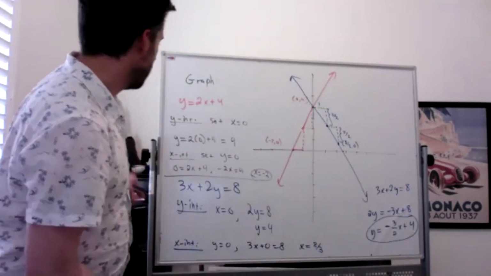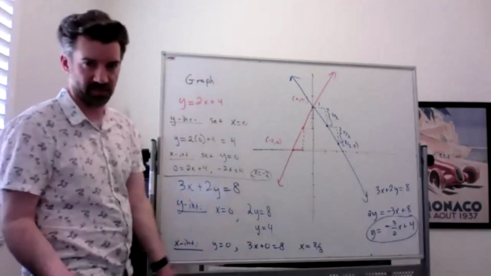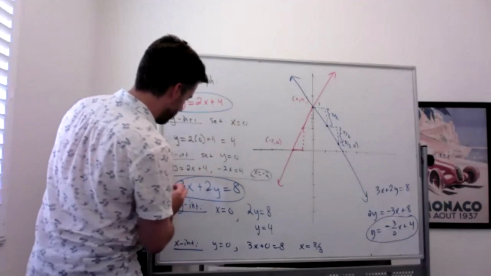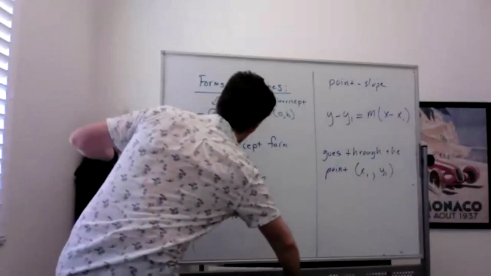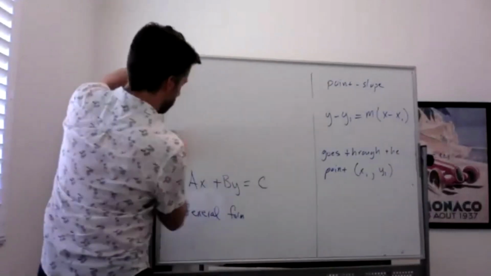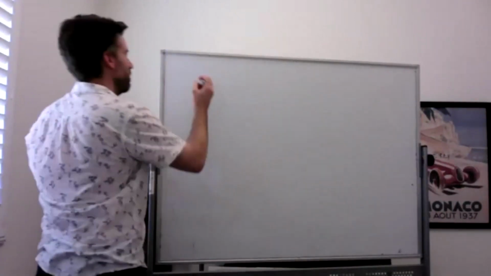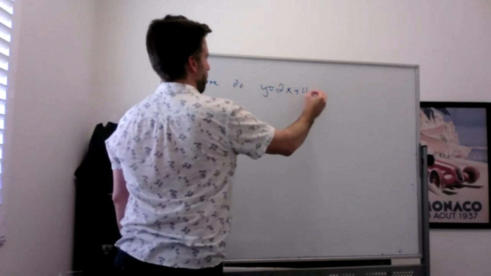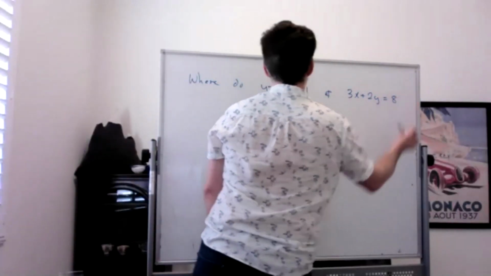Let me talk about, if I wanted to figure out, so I'm going to pretend like we don't know where these intersect, even though they obviously intersect at 0, 4. But I'm going to pretend like we don't know that. If I was going to try and solve where these intersect, it would actually be a little bit of work. So the question we're asking, where do y equals 2x plus 4 and 3x plus 2y equals 8 intersect?